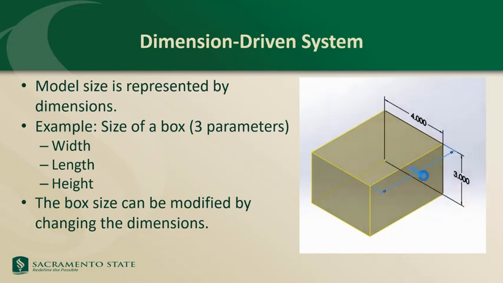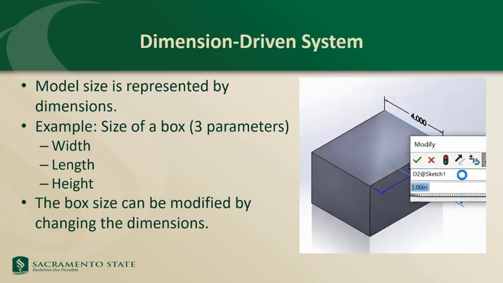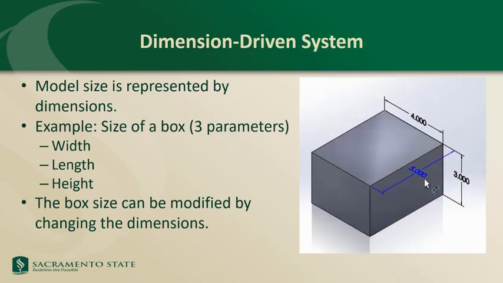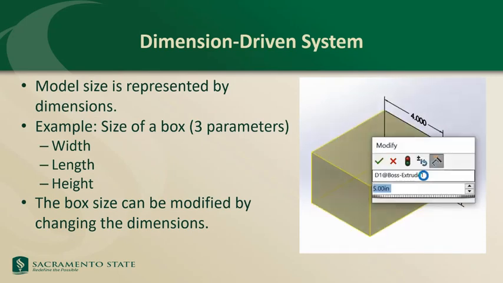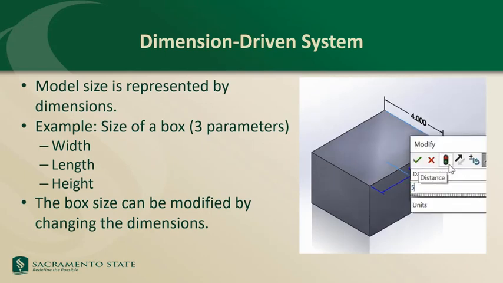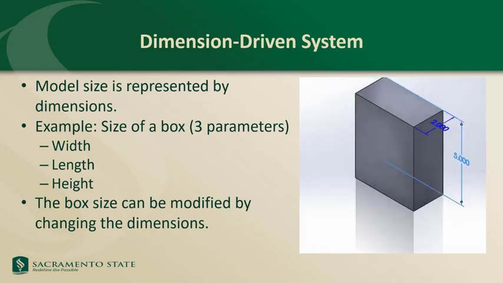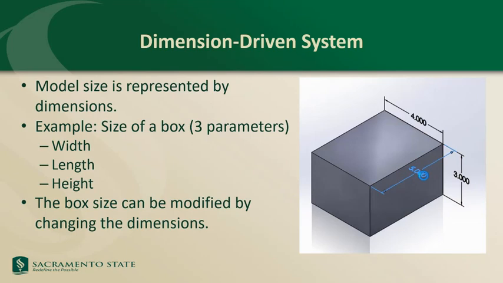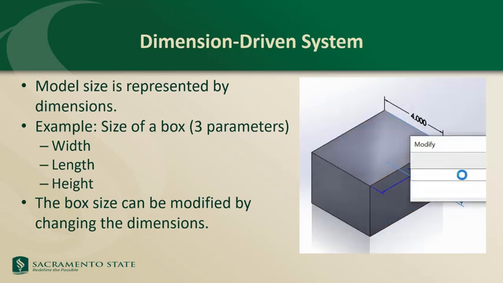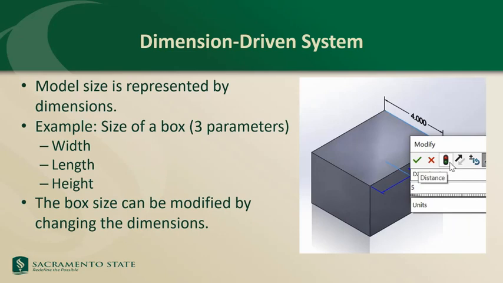Dimension-driven system is closely related to the parametric system. The shape of the model is defined by parameters, and the values of the parameters can be changed, which drives the changes of the geometries of the model. In many cases, the shapes are represented by dimensions. By changing the dimensions, the shapes of the size of the model can be altered in a controlled way.